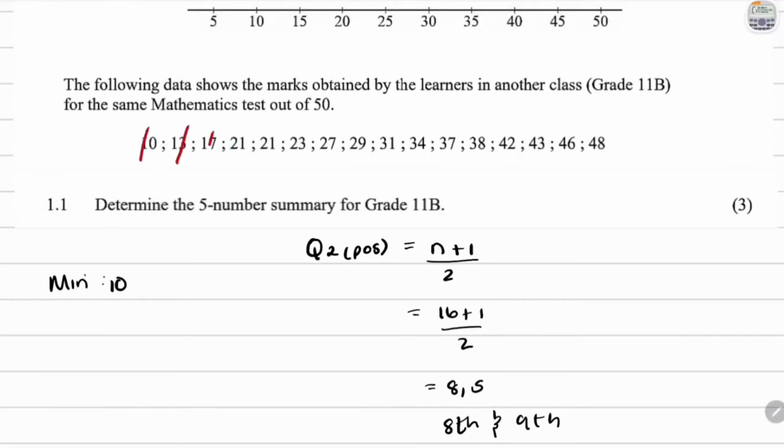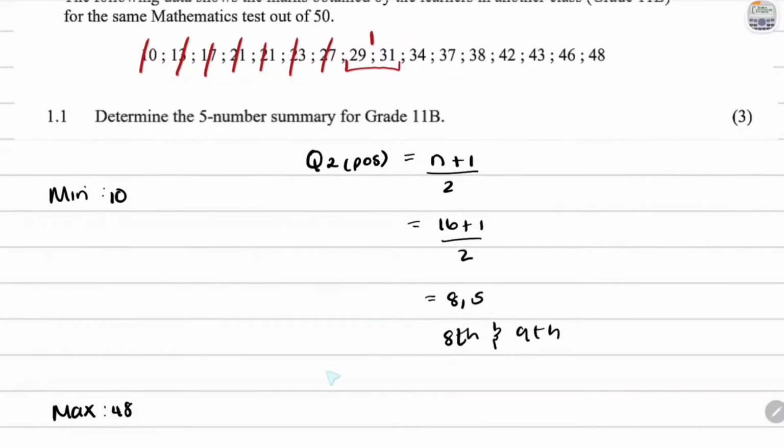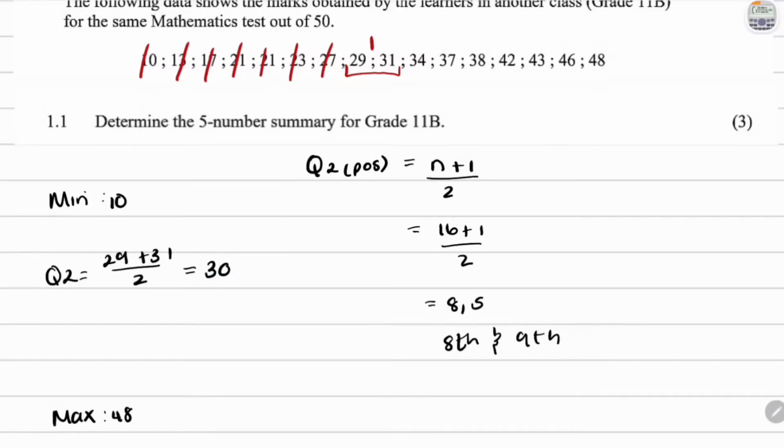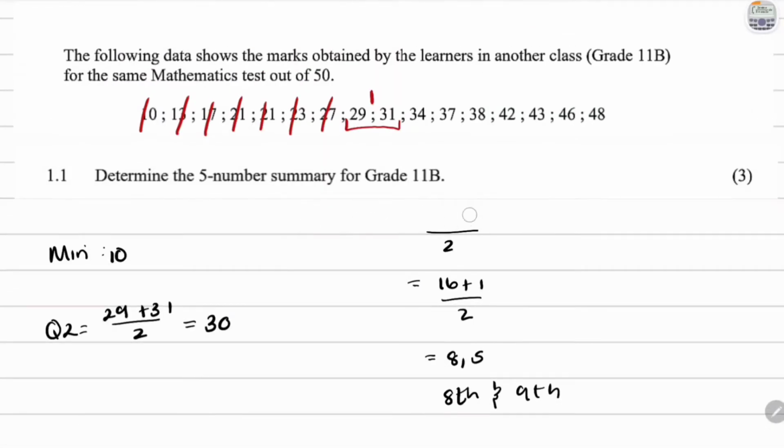We'll just say 1, 2, 3, 4, 5, 6, 7. This is 8 and this is 9. It means that it's in between here. So it's neither 29 nor 31. It's in between 29 and 31. To find Q2, you're going to take your 29 and add it to your 31 and divide it by 2. That will just give you 30. So that's how you can find that.